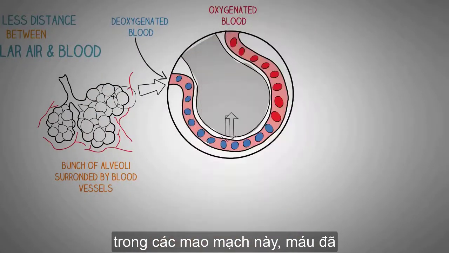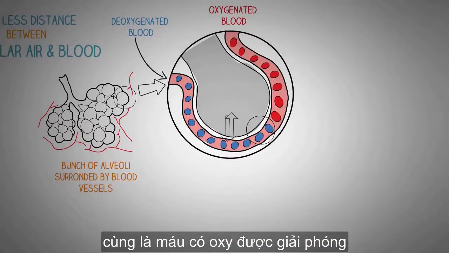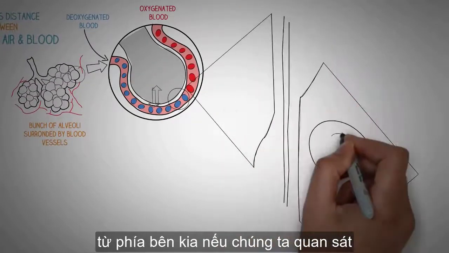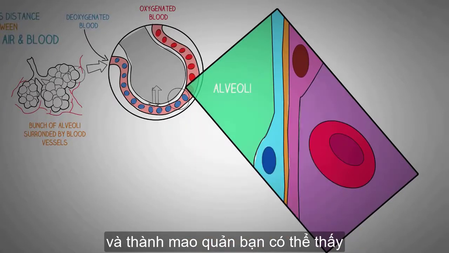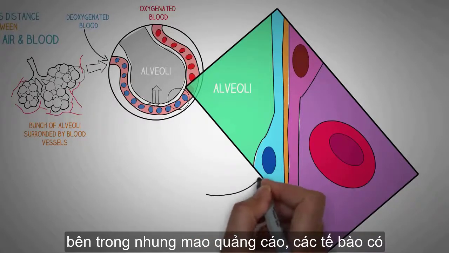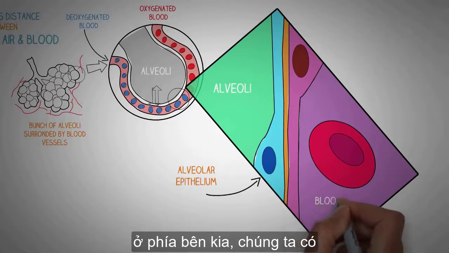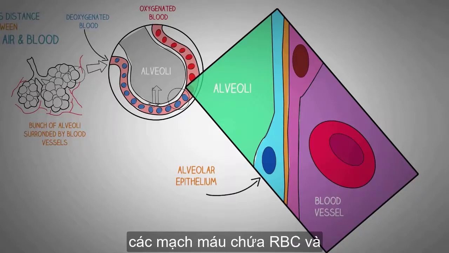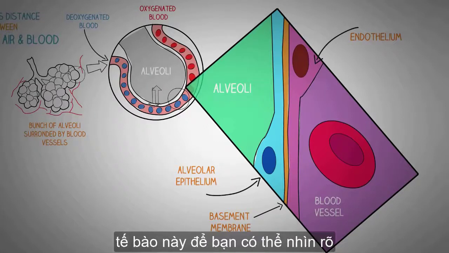In these capillaries, the deoxygenated blood enters from one side, it exchanges the gases with the alveolar air, and finally oxygenated blood is released from the other side. If we take a closer look at the junction between the alveoli and the capillary wall, you can see that the green side represents the space inside the alveoli. The cells in sky blue represent the alveolar epithelium. On the other side, we have the blood vessels which contain the RBCs, and the wall of the blood vessel is the endothelium. In between them is the basement membrane which separates these two cell layers.